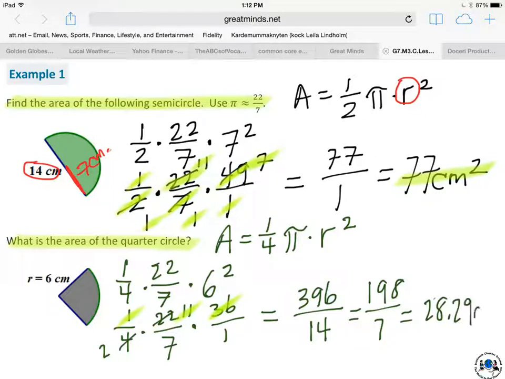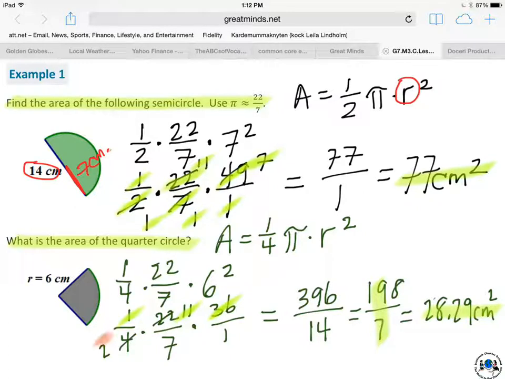And I did it both as a fraction and as written with decimals there. Okay, so these are our answers here. 198/7 centimeters squared, or 28.29 centimeters squared. Now the place where I told you I actually missed an opportunity here, I want to just show you, because I think it's very beneficial to take a look at it.